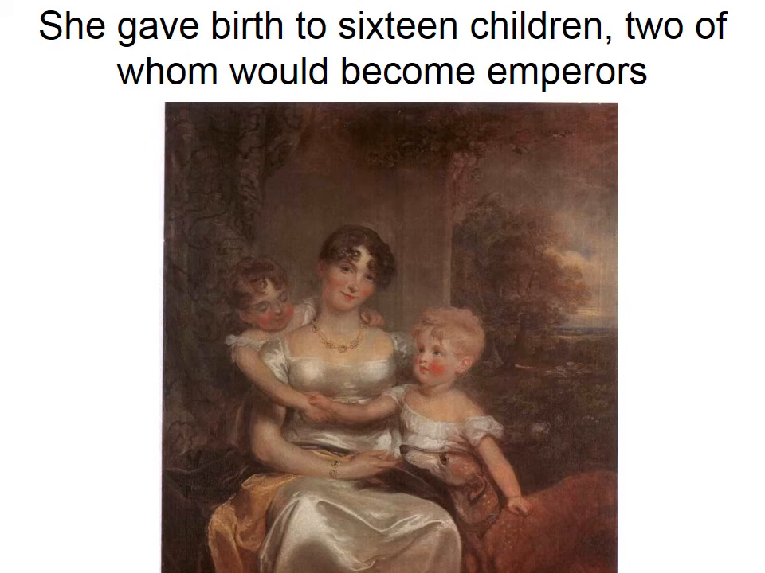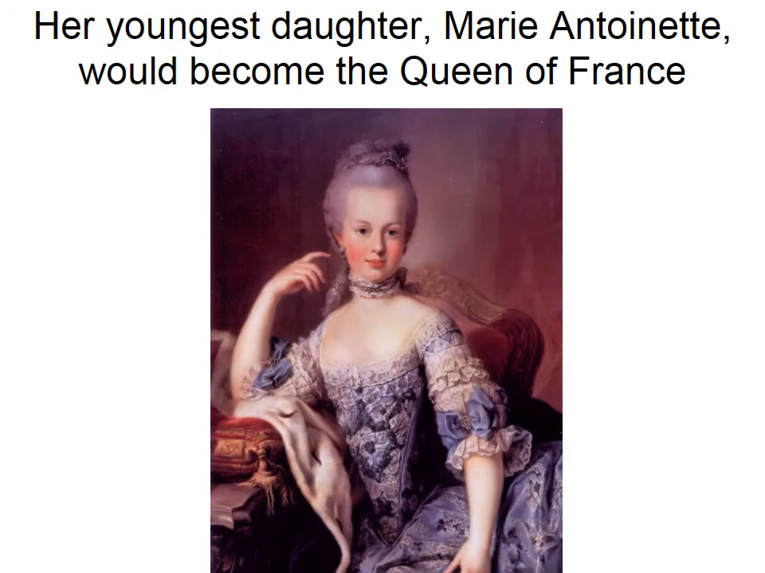So as I mentioned before, she was given the nickname the Mother of Europe, and that's because she gave birth to 16 children. There's the number. I wasn't sure if it was 15 or 16. 16 children, and 2 of her sons would later become emperors of the Holy Roman Empire. Her youngest daughter also, it is important that you note who she is because we're going to talk about her when we discuss the French Revolution. Her youngest daughter is Marie Antoinette, and she would later become the Queen of France.